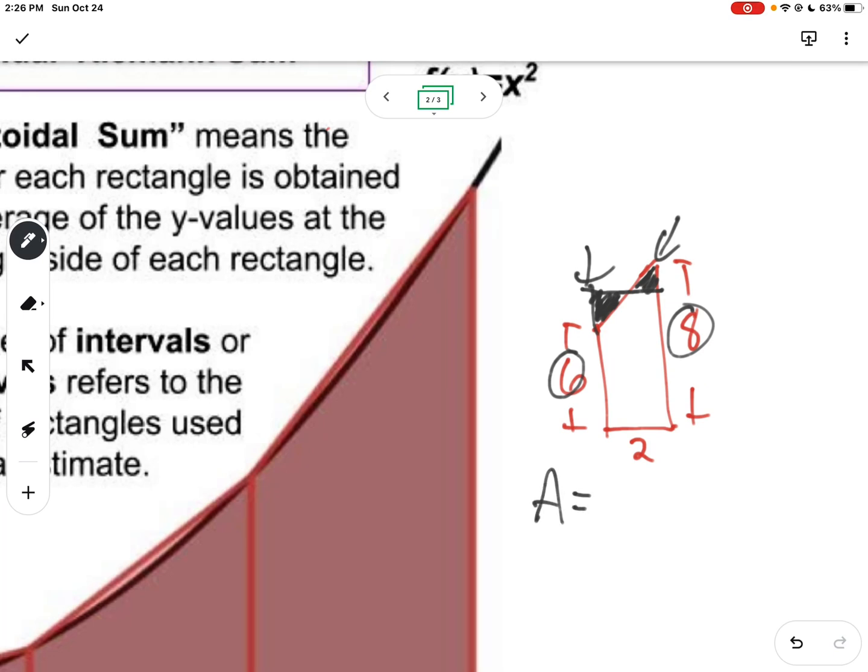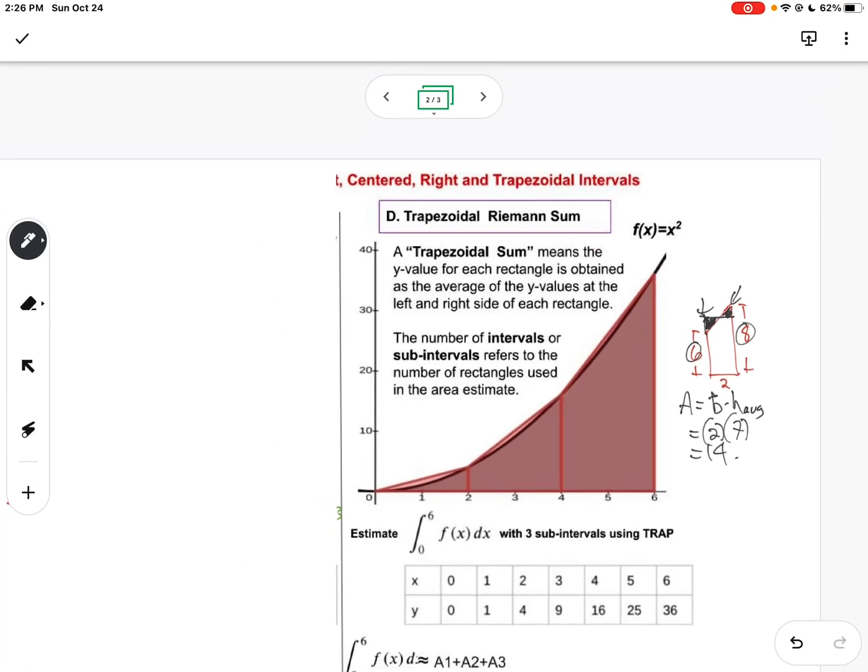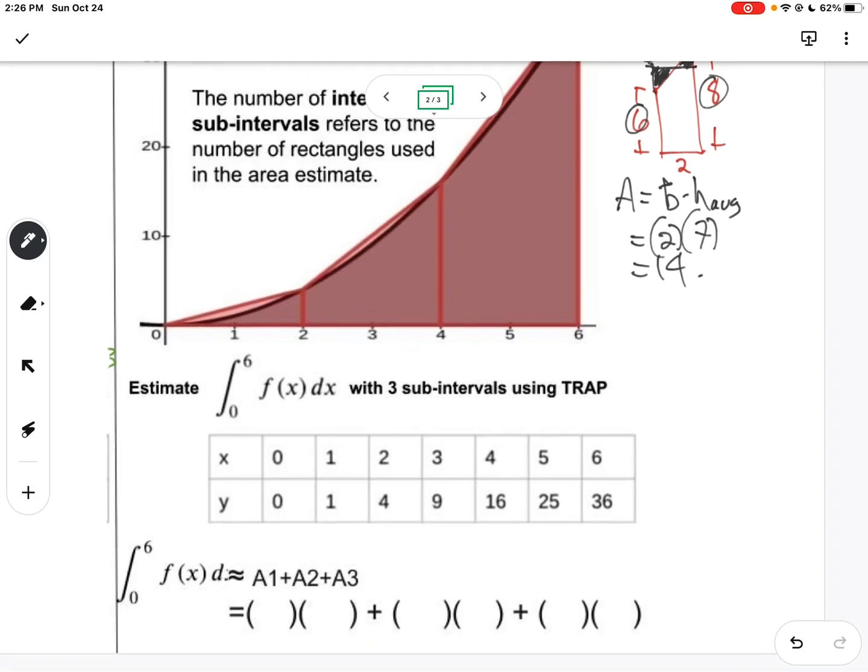So the area is just going to be base times height, which is our average height. The base is 2. The average height here is 7, which gives us 14, okay? So that gives us 14. So that's how we do the trapezoidal rule. But I call it more the average height rule. So add the heights together and divide by 2, or add the y values together and divide by 2.